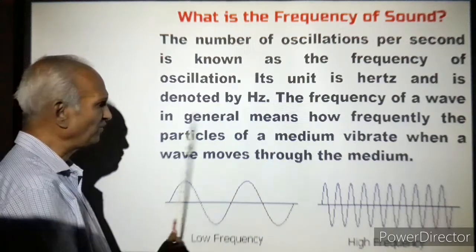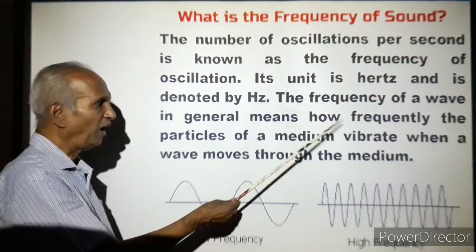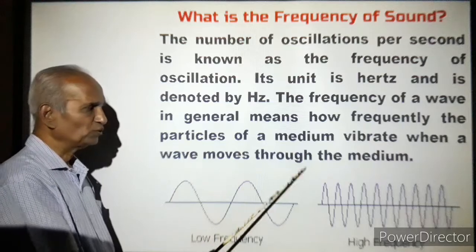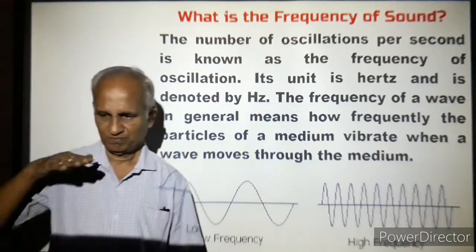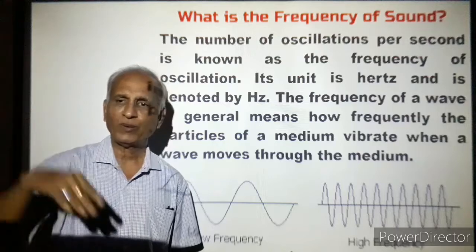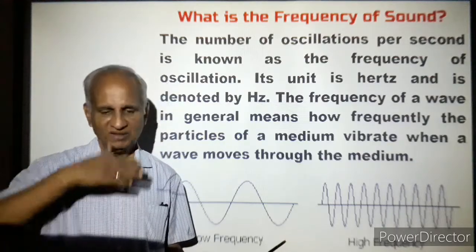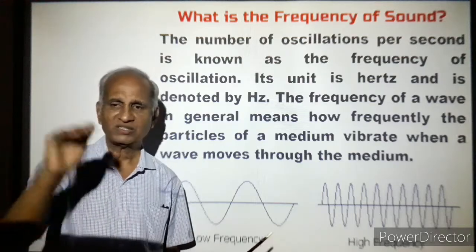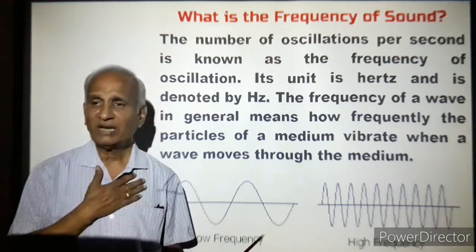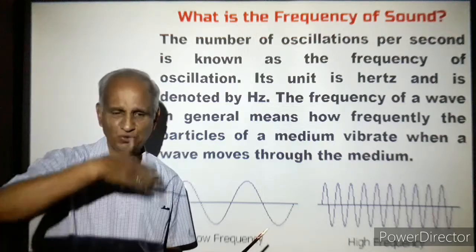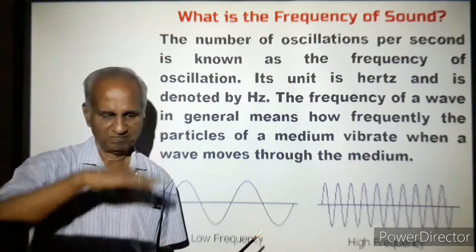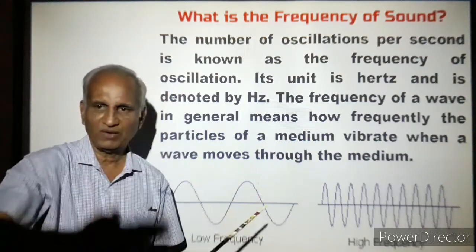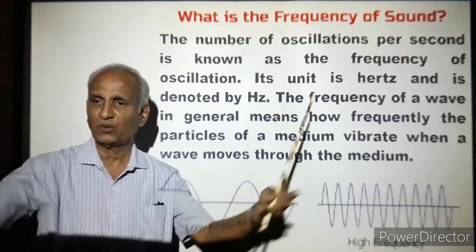The frequency of a wave in general means how frequently the particles of a medium vibrate when a wave moves through the medium. So, through a metallic wire, if sound has to move, the sound goes on creating waves. Sound moves in a wavy pattern. Even as I speak, the sound reaches you in the form of waves. That means one wave, next wave, third wave, fourth wave. The waves keep moving out.